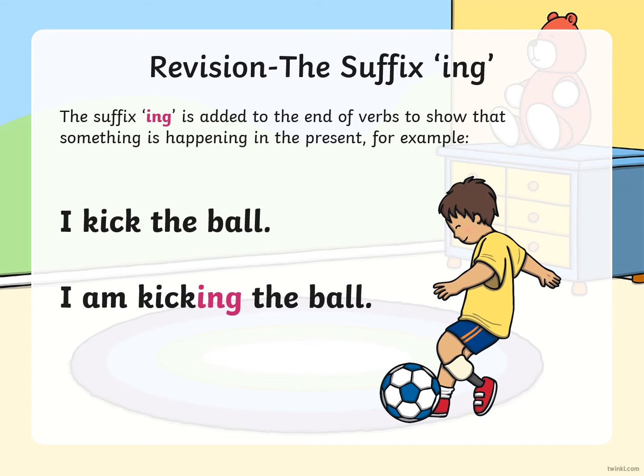So this is revision. As I said, we learnt about the suffix ing last week. So the suffix ing is added to the end of verbs to show that something is happening in the present. For example, I kick the ball. Kick is the verb in this sentence because a verb is a doing word. We add our suffix ing onto the verb. Here we have our root word, our verb kick. I am kicking the ball. You can see the boy's kicking the ball in the present, so that's how we add the ing to the verb.